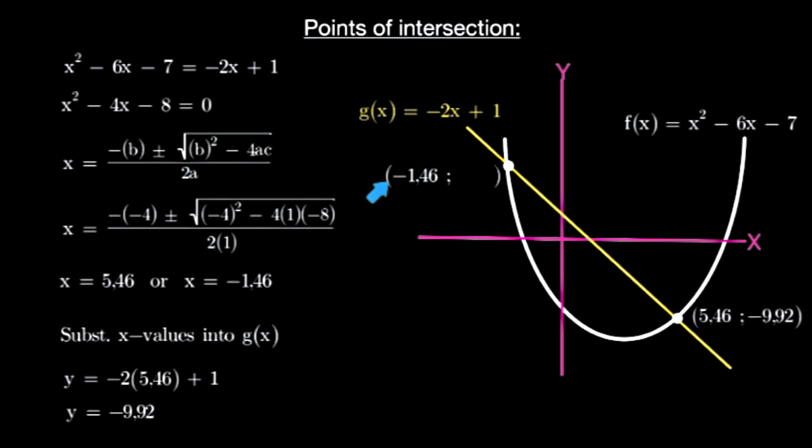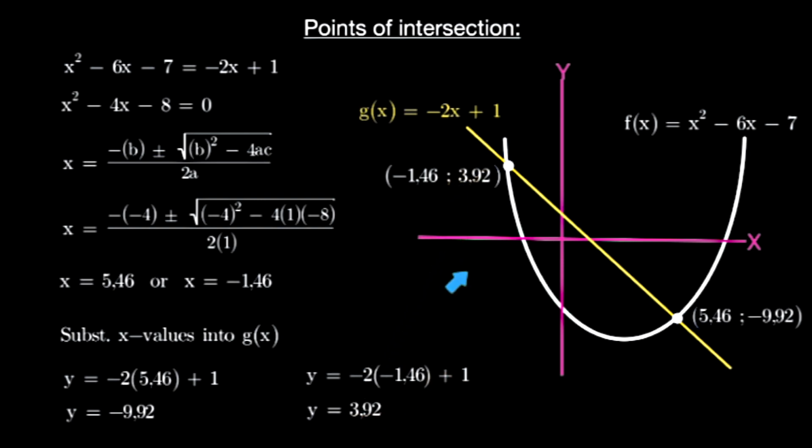Now we take this other x coordinate, which we calculated earlier, and we also substitute it into x's place. So y is equal to minus 2, in the place of x we put minus 1,46, plus 1, and we do the calculation, and we see that y is equal to 3,92. So this y coordinate is 3,92.